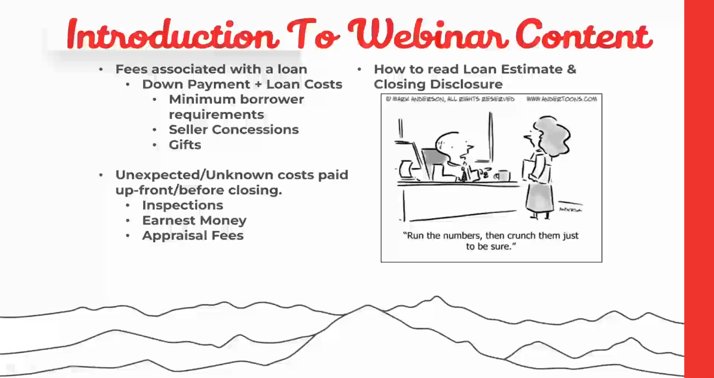So now we are going to go over the table of contents. Today we are going to learn about fees associated with the loan, so down payment and closing costs and loan features, as well as unexpected or unknown fees that are charged before closing, and then finally how to read important disclosures such as the loan estimate and closing disclosure.